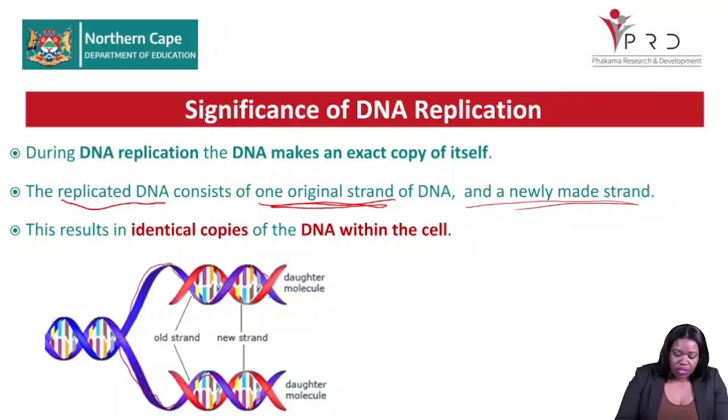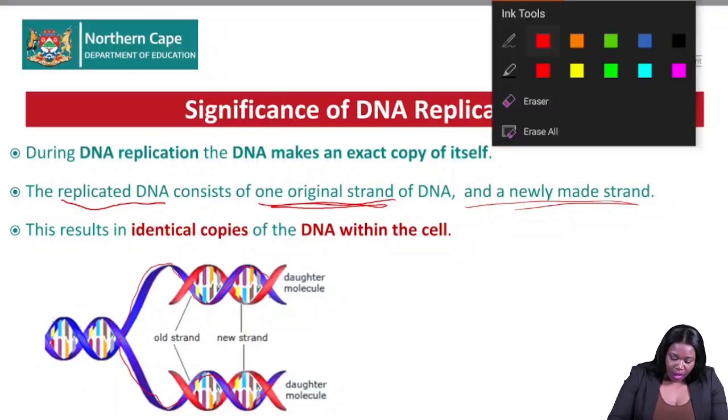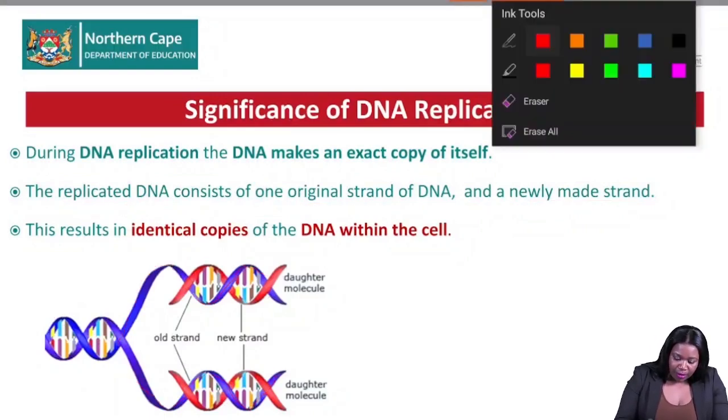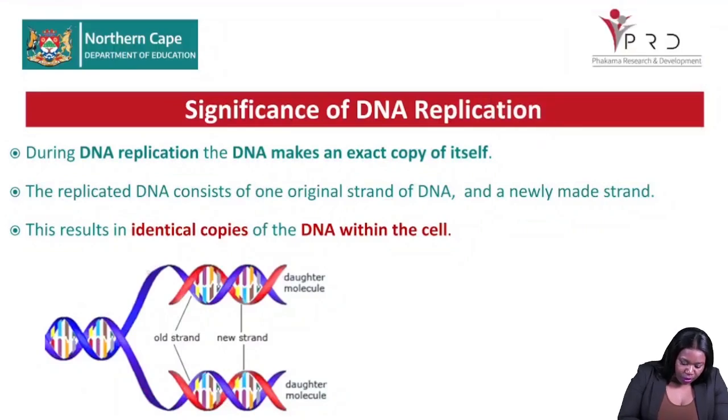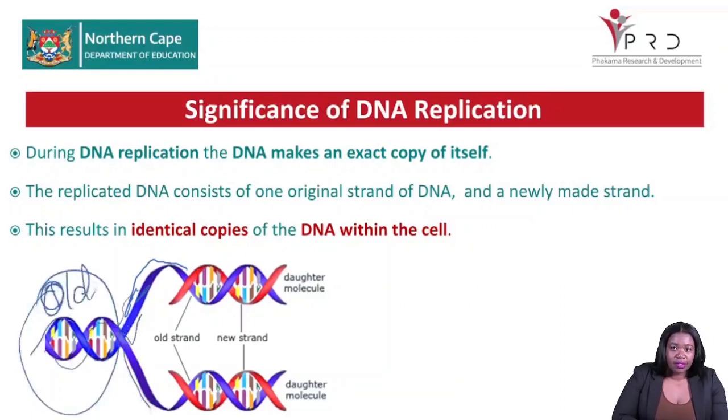So let me just use the correct colors so we can see that here our old DNA is blue in color, as we can see over there. That is our old DNA. It starts from here. So this is where the old DNA starts, right?